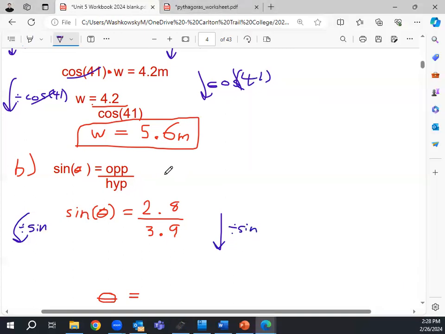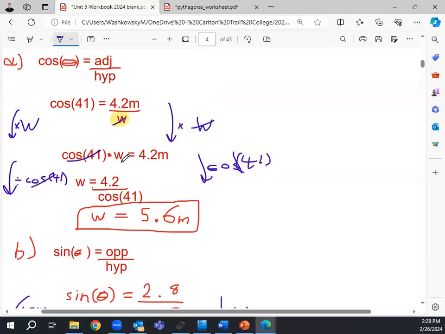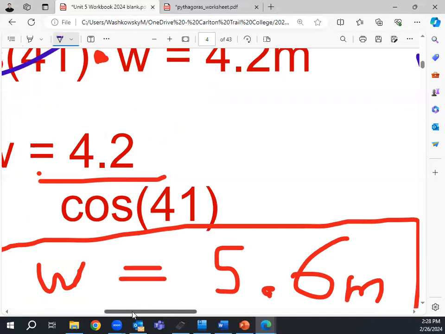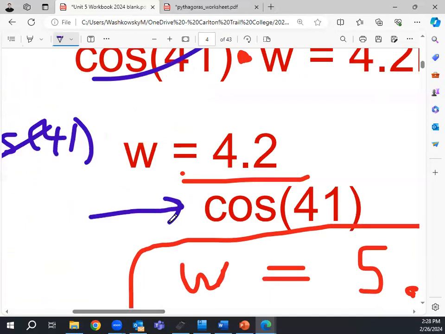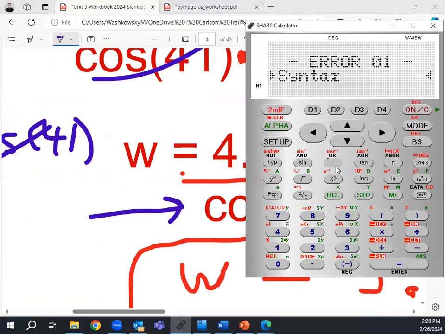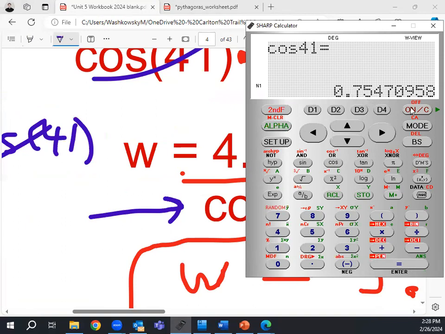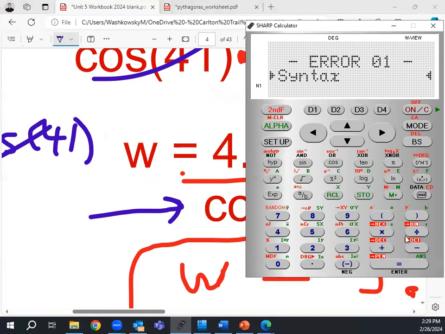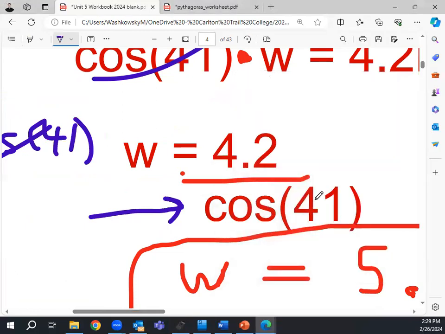So again, you cannot divide by sine, cosine, and tangent. It doesn't work. Now you might be wondering, but what about right here? You literally just divided by cosine. I did not. I divided by cosine of 41, which we proved has a value. That means something. But if I take 5 and divide it by cosine, it doesn't have a value. So if you have an angle in there, you can do that.